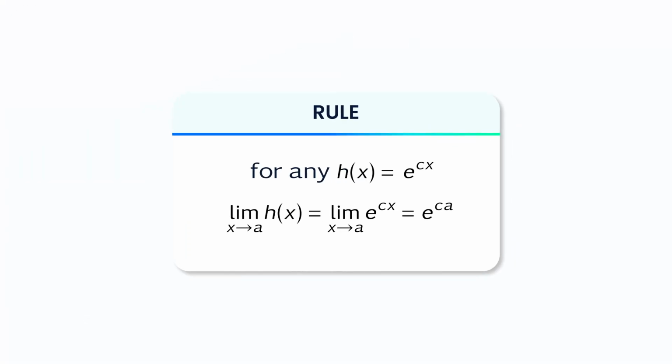This final general rule is, for any function of the form h of x equals e to the power of cx, the limit at any point a is e to the power of ca.